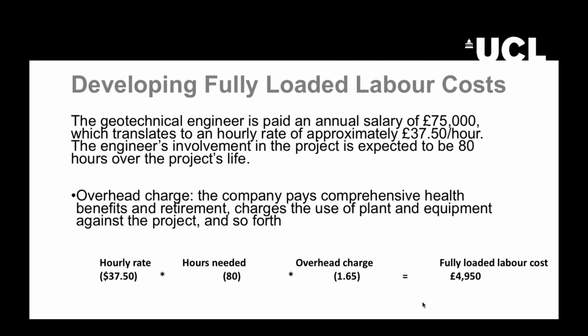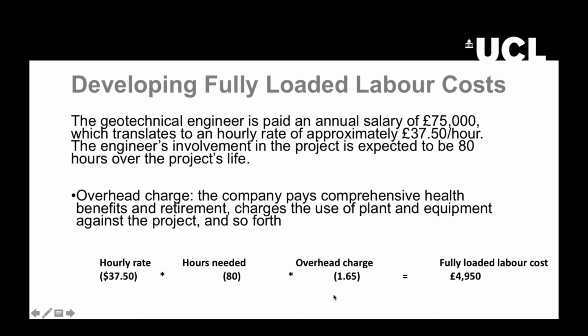Here you can see through a simple example how to develop a fully loaded labor cost. Let's consider that we need a geotechnical engineer in our project and her or his annual salary is £75,000, which means that the hourly rate is approximately £37.50 per hour. It's expected that the involvement of the engineer in that project is going to be 80 hours. So we can multiply the hourly rate by the hours needed. This would be the labor cost.